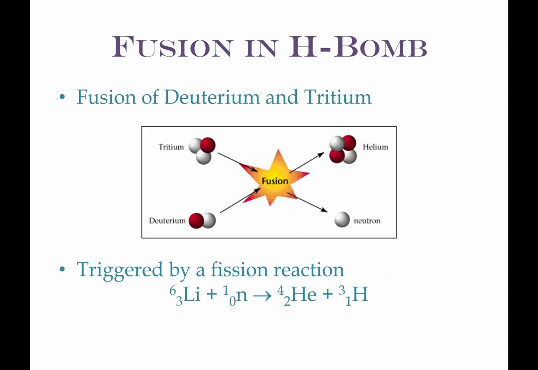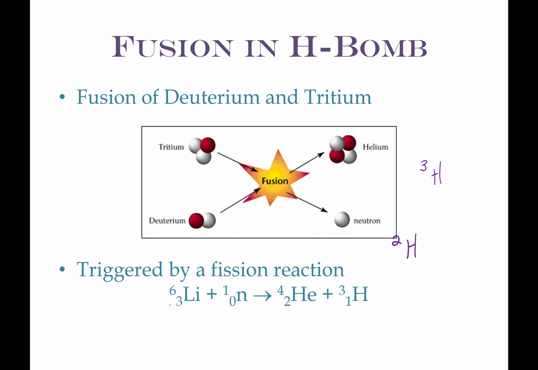Fusion in a hydrogen bomb. Fusion in bombs is also called a thermonuclear bomb. The fusion reaction involves deuterium, which is hydrogen-2. Remember that one we talked about, H2. And we also have tritium, which is H3, hydrogen-3. Tritium is being produced from lithium-6.